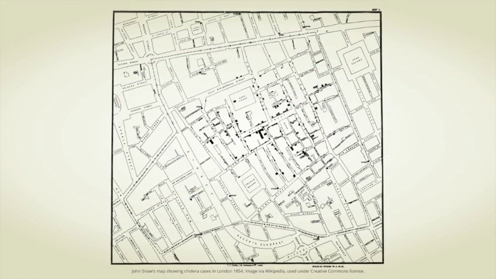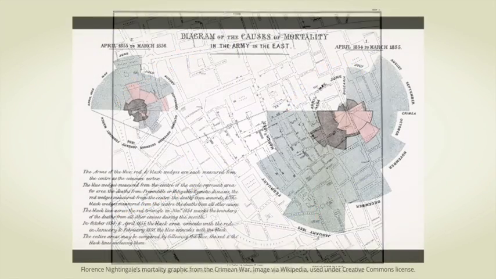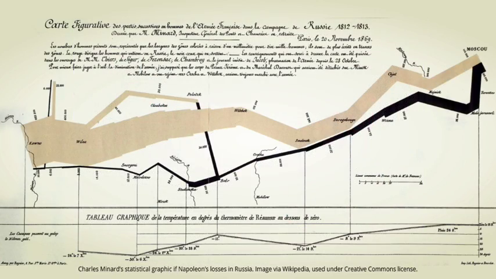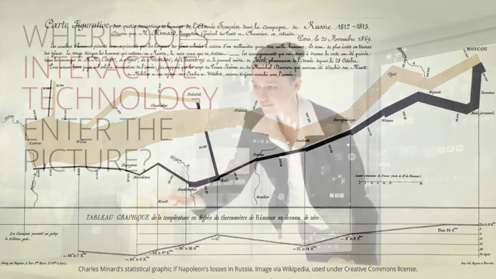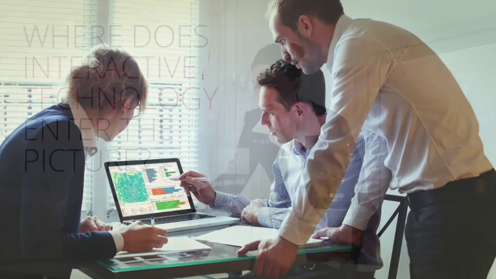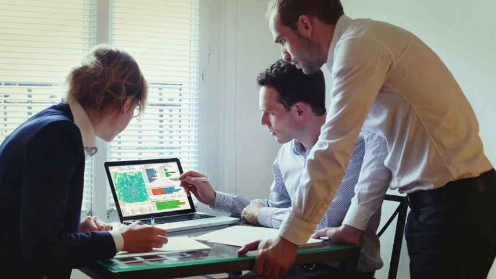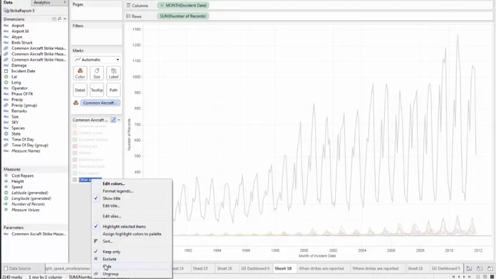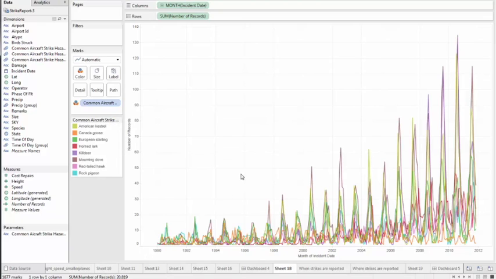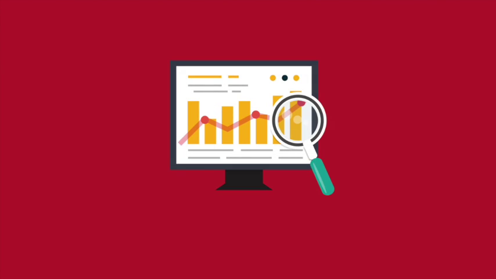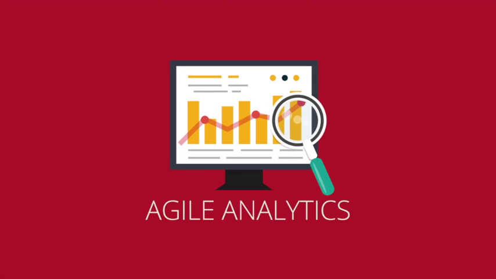In the past, we have taken advantage of our visual intelligence to extract meaning out of data using different visualization techniques. Where does interactive technology enter the picture? Interactive technology allows us to not only visualize data, but to also zoom in and out between the details and the big picture at the same speed as our thoughts. In other words, it allows us to do agile analytics.